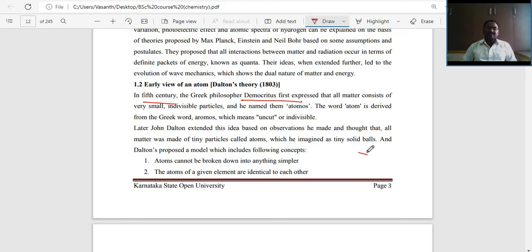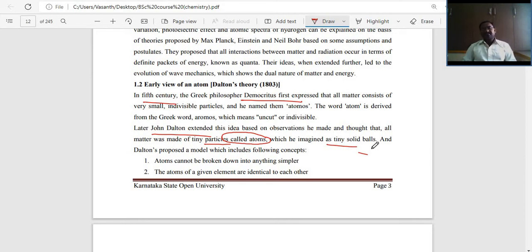Later John Dalton extended this idea based on observation. He thought that all matter was made of tiny particles called atoms, which he imagined as tiny solid balls. And he gave some postulates or assumptions. Hence, that is Dalton's atomic theory.